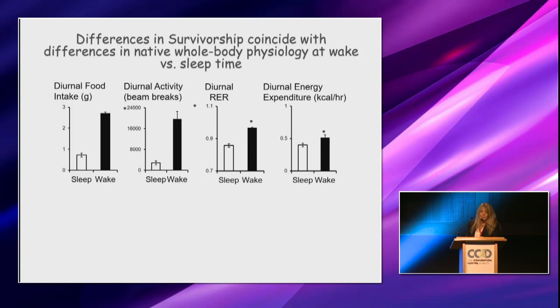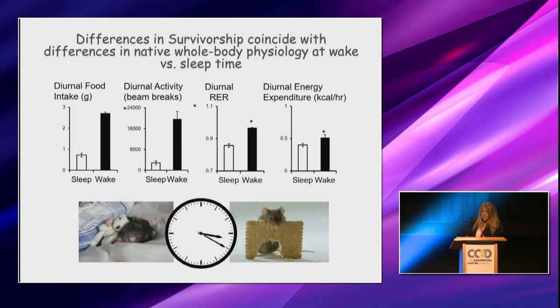So differences in survivorship coincide with differences in native whole body physiology at wake versus sleep time. So we put the animals in these CLAMS units, comprehensive lab animal monitoring systems, and just look at how their physiology is. And not surprisingly, it's different day and night. If you just focus on the black bars here, you can see that the animals take in more food when they're awake, and they're more active when they're awake, diurnal respiratory exchange ratio is up, and their energy expenditure is up when they're awake, which is what you would expect because they're doing different things, whether they're asleep or awake.